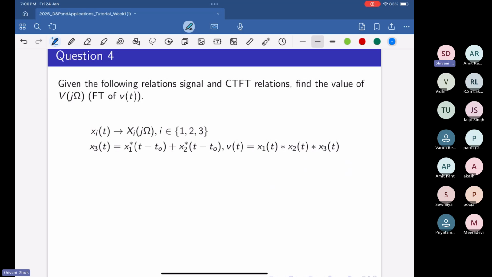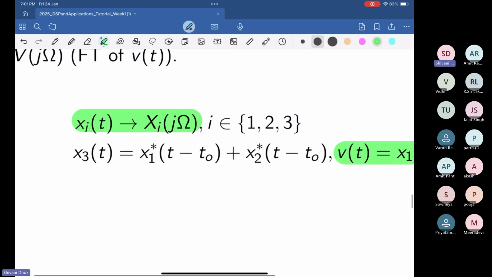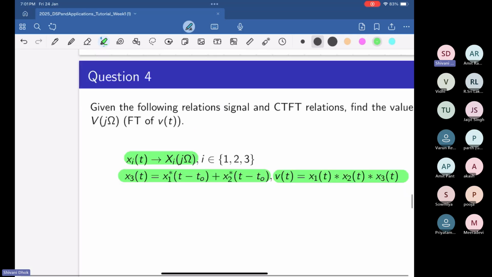Here, what we are given is the following relations between the signal and the CTFT. What do we mean by CTFT? CTFT is the continuous time Fourier transform. Find the value of V of j omega, which is the continuous time Fourier transform of the signal V of t, where V of t is given by the equation here. Xi of t has Fourier transform Xi of j omega, and x3 of t is related to x1 of t and x2 of t by this particular relation.